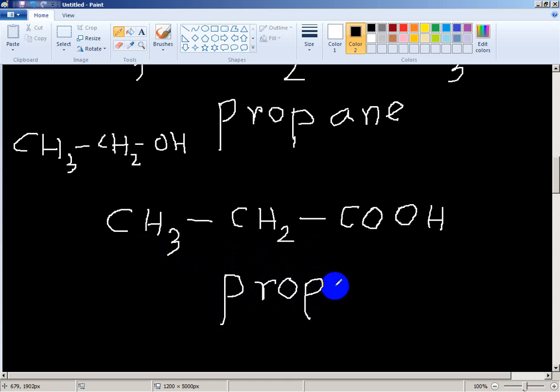Propane. From the alkane you write the name propane. Here is an E. Is it propane or not? Count: 1, 2, 3, 4. It is a carboxylic acid, so what will you do? For a carboxylic acid, at first you write propane, the alkane, then you cut the E.